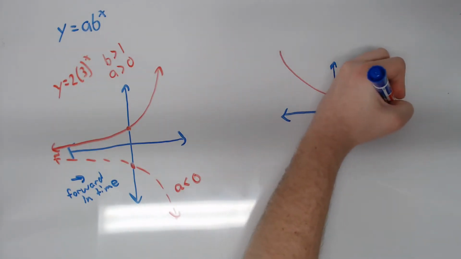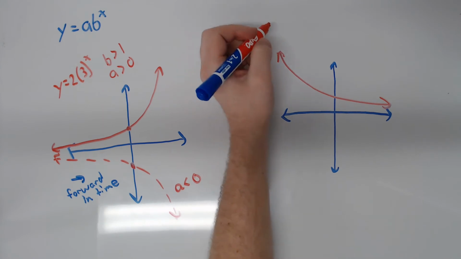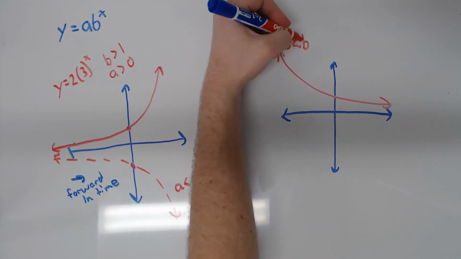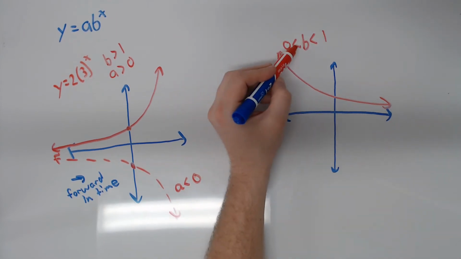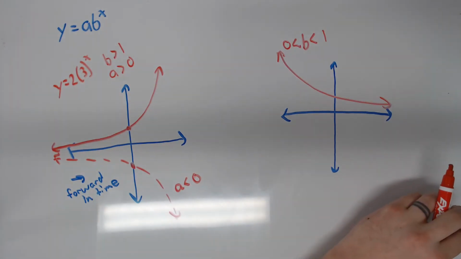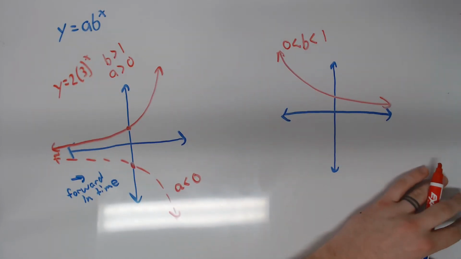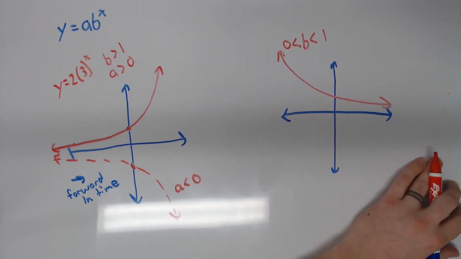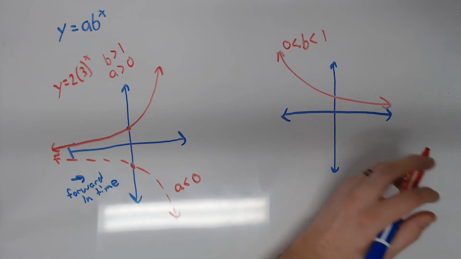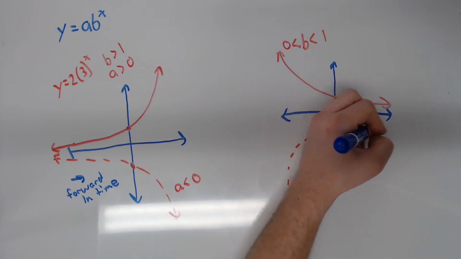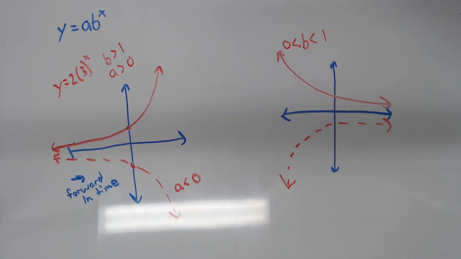things shrink. We have exponential decay when b is between 0 and 1. That's what this inequality means, is b is between 0 and 1. If b is a fraction, we're losing a percentage of our money, population, whatever, over time. So the a part is the same. A negative a means we're going to end up down here.